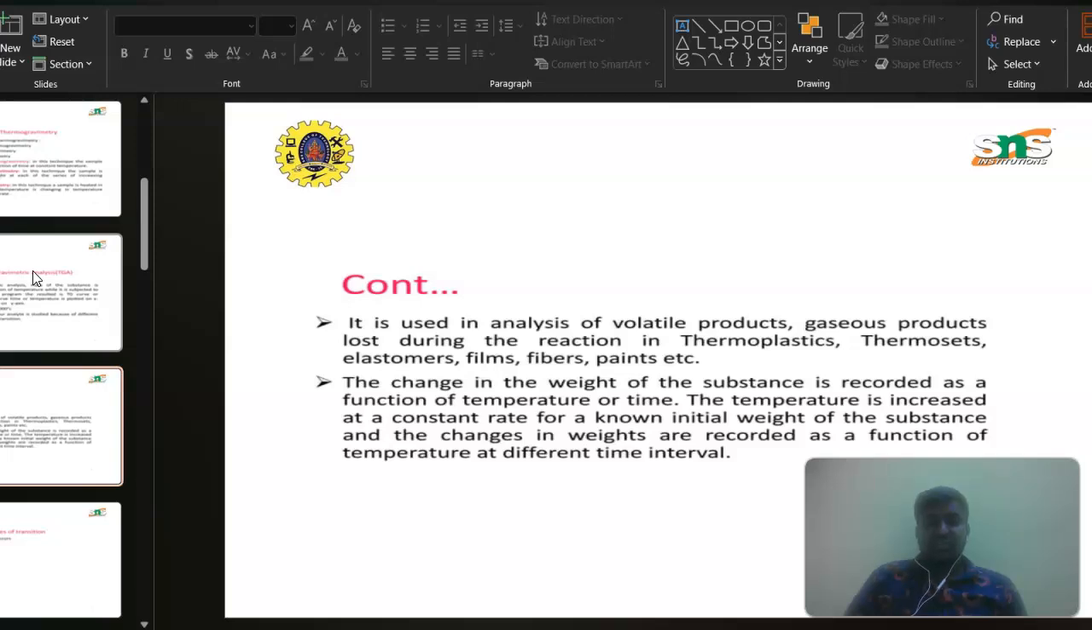It is used in the analysis of volatile products and gaseous products lost during the reaction in thermoplastics, thermosets, elastomers, films, fibers, paints, etc. The change in the weight of the substance is recorded as a function of temperature or time. The temperature is increased at a constant rate for a known initial weight of the substance, and the changes in weight are recorded as a function of temperature at different time intervals.